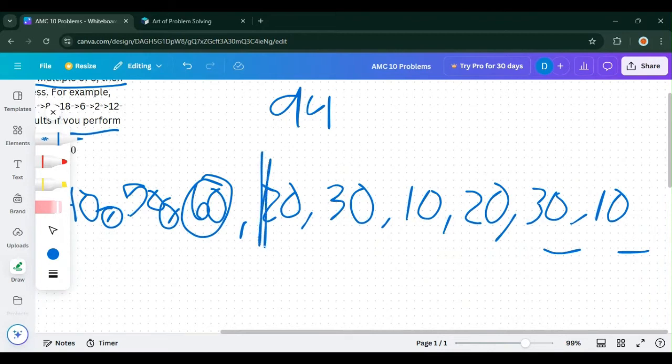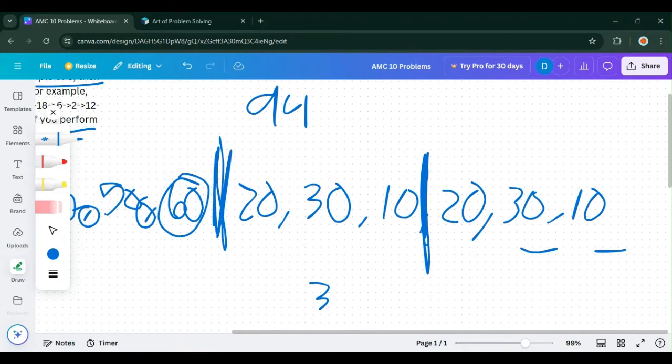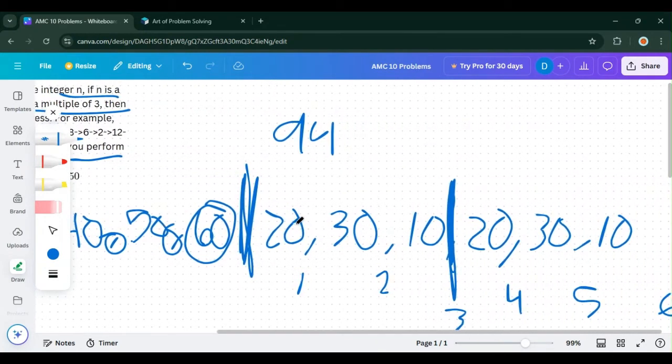So we just draw our barrier right here, and then our barrier right here too, because it repeats every 3. This is our first operation, this is our second operation, this is our third operation, and then this is our fourth, fifth, and then sixth. Obviously, we don't count the ones before because we already counted them. We want to see what the 94th operation is, starting with our new sequence.